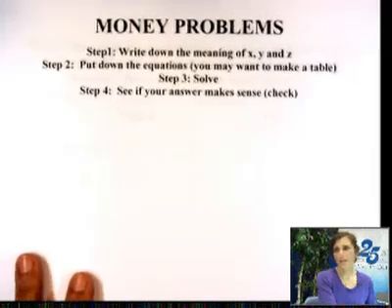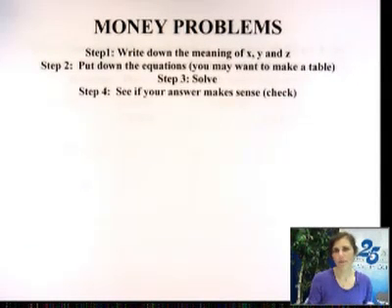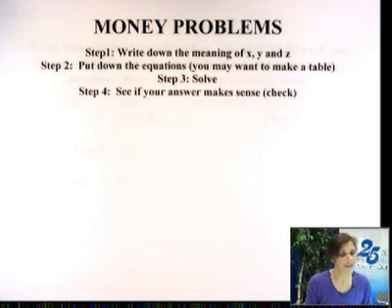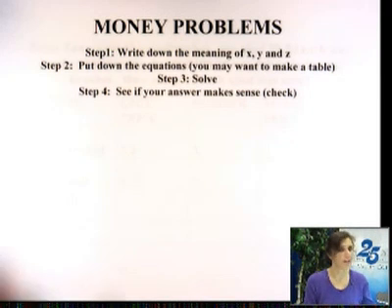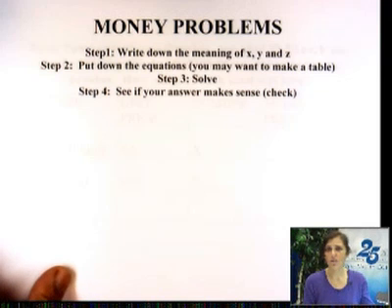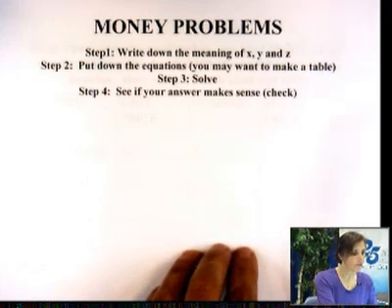When you see a money problem, it's going to be a coin problem, dollar problem, or interest problem. Write down the meaning of x, y, and z if you're doing 3x3 equations. Put down the equations. You may want to make a table with some types of problems. And then once you solve them with the methods that I showed you in other videos, just make sure that your answer makes sense. All right? So go back to it.